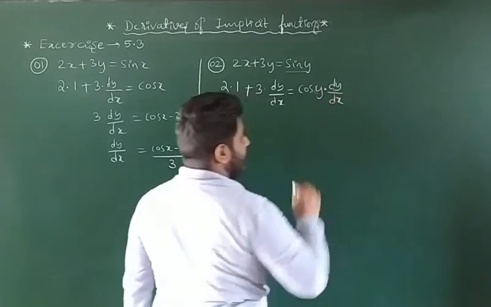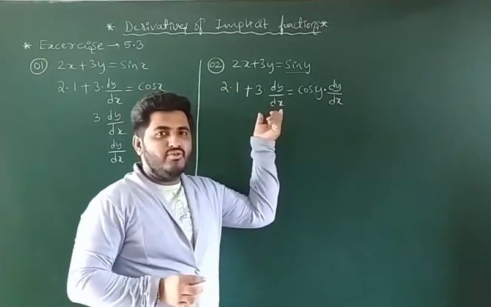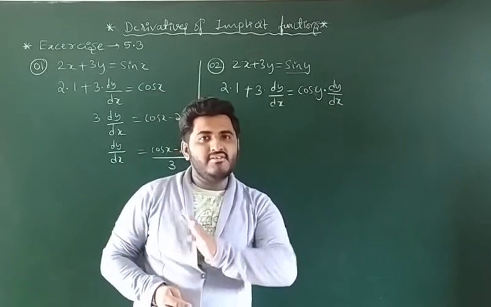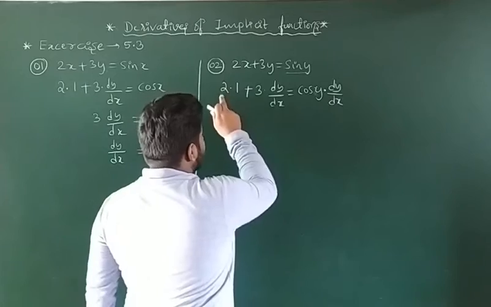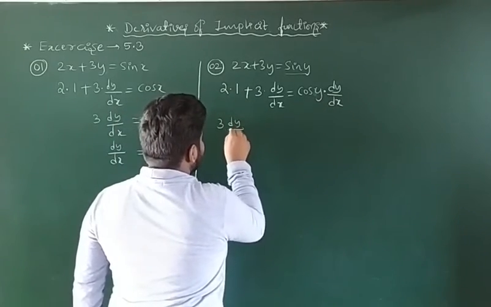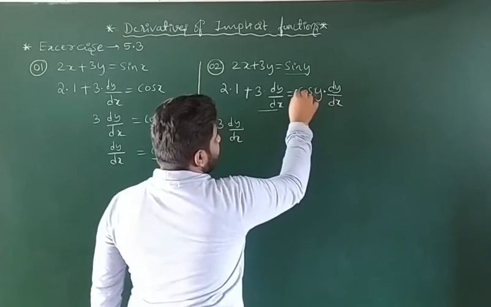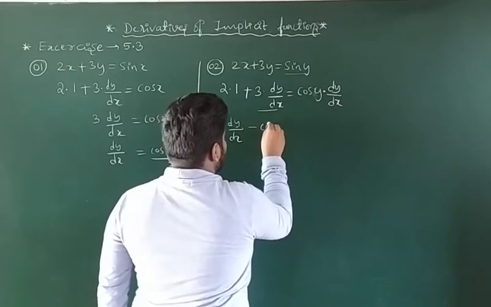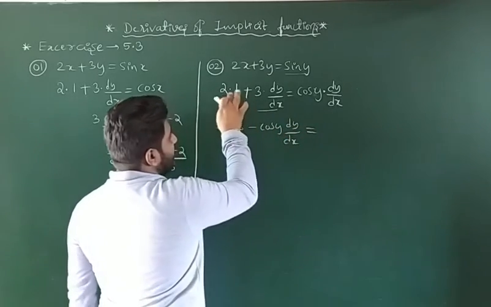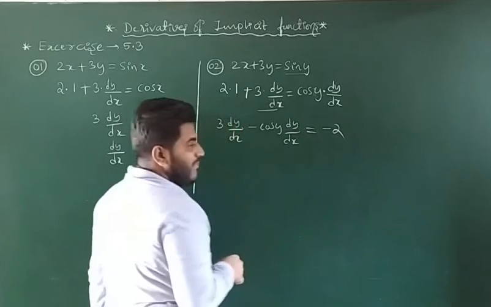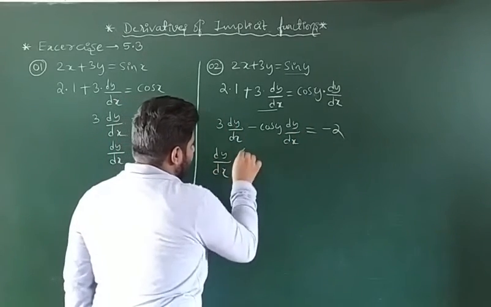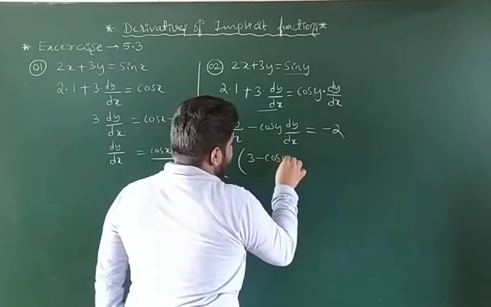dy by dx. Now what should we do? We should take the dy by dx terms to one side so that we can take it common and proceed further. So take this 2 to this side, and this entire thing to this side. 3 dy by dx as it is. This term, you take the plus sign, it becomes minus cos y dy by dx. This is equal to minus 2. So take dy by dx common: dy by dx into 3 minus cos y remaining, equal to minus 2.